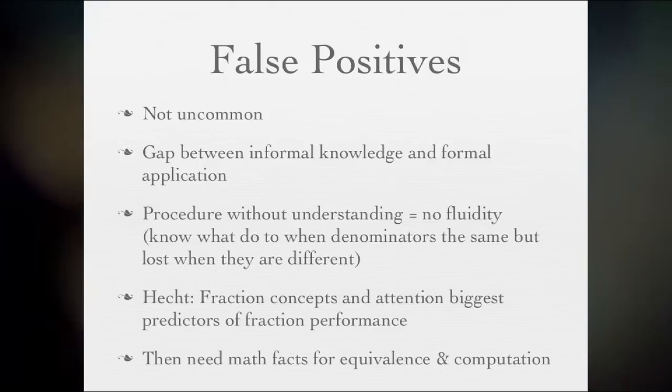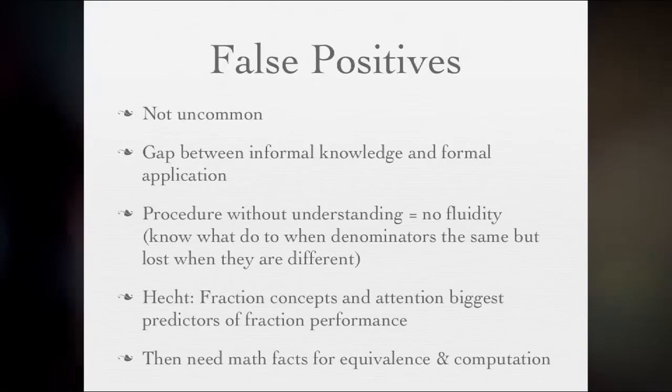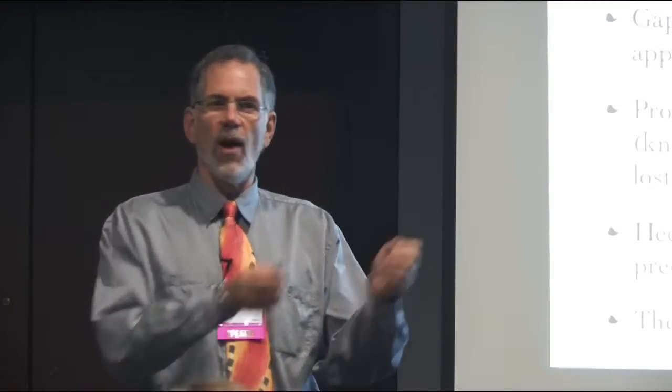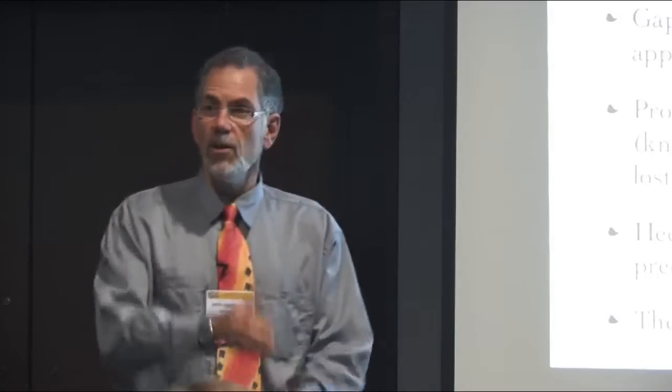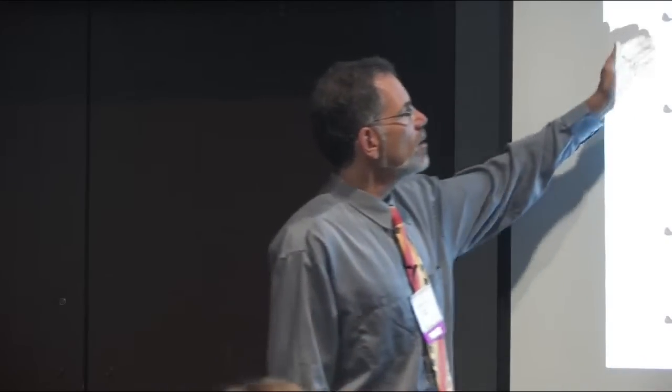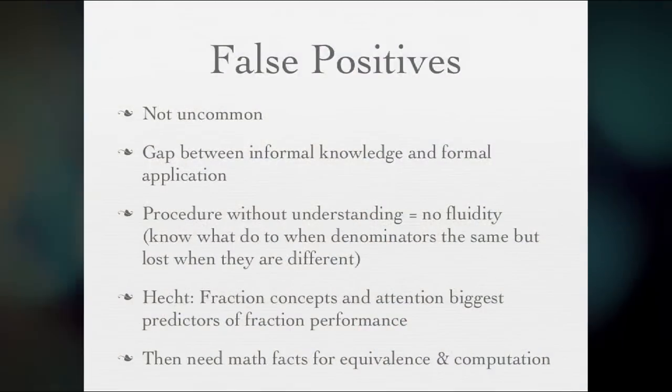And so you have this gap that we often see between what kids do informally, what they do in their life. They know that if you add 1/3 and 1/2, you get to some amount. They don't know how to name that amount, and it's not going to be 2/6 or 2/5. Sorry, 1/3 and 1/2. So they have some informal grasp of stuff, and I'll talk a little more about that in a minute. But their formal application of it is shoddy.